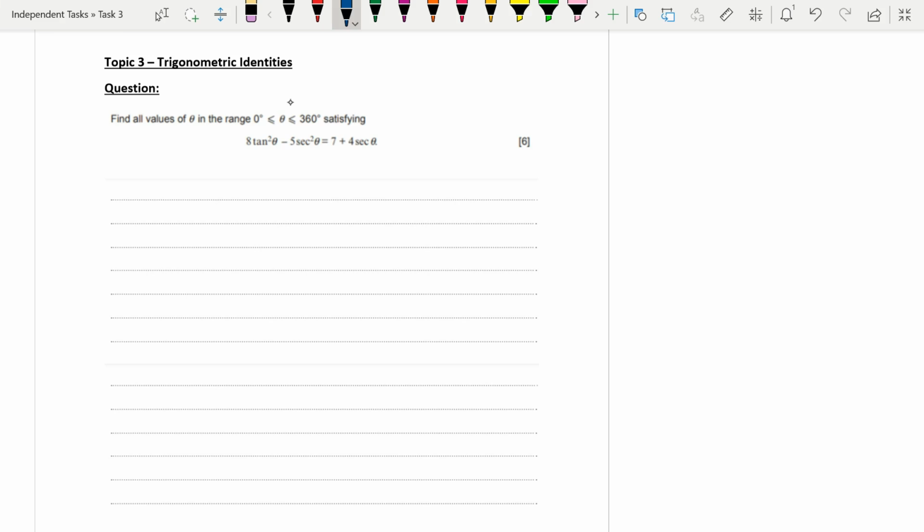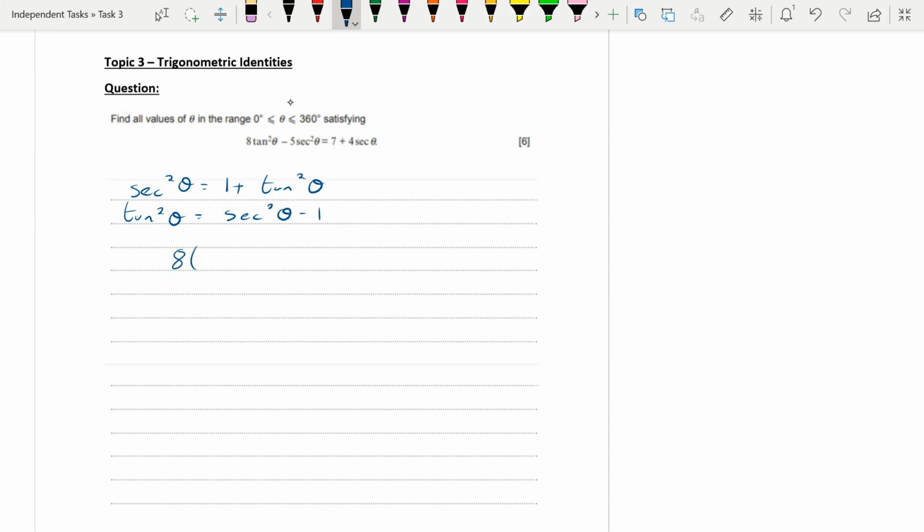Okay, now it's important here. We do have an identity that links tan squared and sec squared, so I've got to get rid of one of those. I can't get rid of the sec, which means I have to get rid of tan. Now we know that sec squared of theta is 1 plus tan squared of theta. So if I rearrange that, tan squared of theta would be sec squared theta minus 1. So I'm going to sub that in now.